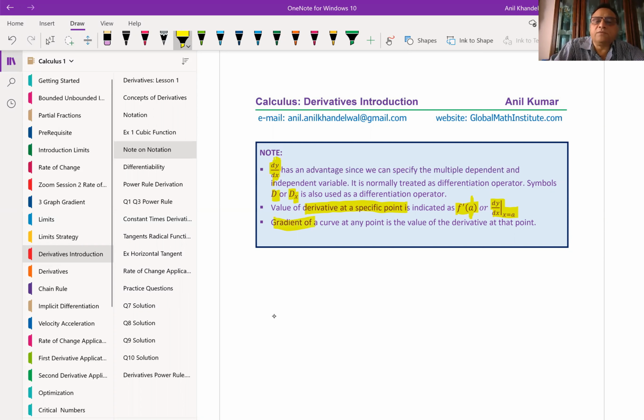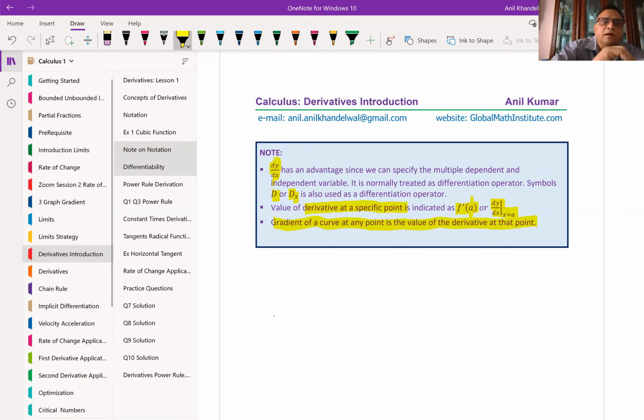Remember, the gradient of a curve at any point is the value of the derivative at that point, correct? So when I say find the gradient at this point, it is interpreted as the instantaneous rate of change or slope at that point, which is the value of that derivative at that point.